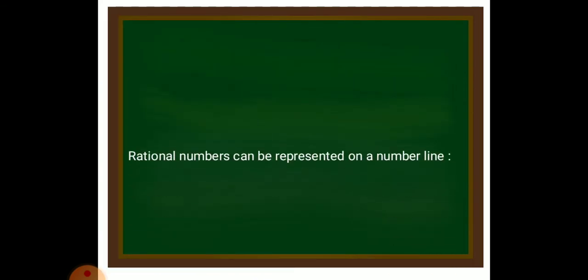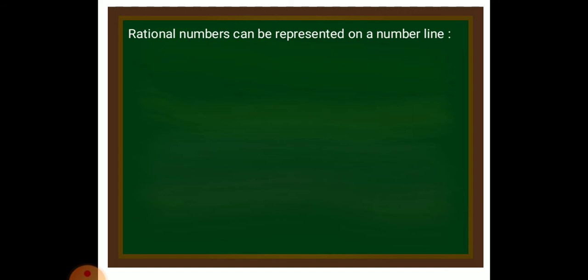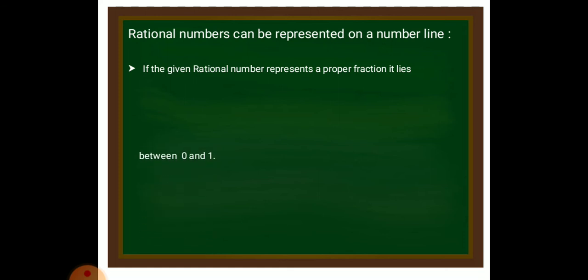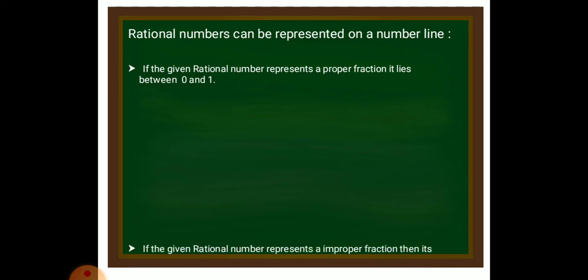And now we have already seen that every rational number can be represented on a number line. Every rational number is in p by q form. So we also say that it is a fraction if it is positive. If it is negative, we don't call it a fraction. So if the given fraction is a proper fraction, then its position is between 0 and 1 if it is positive. If it is negative, it is between 0 and minus 1.